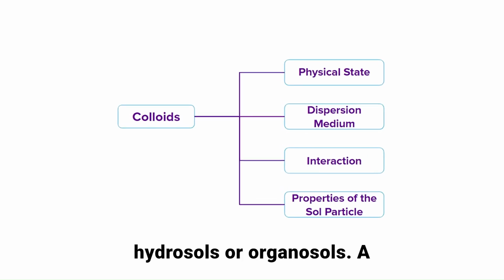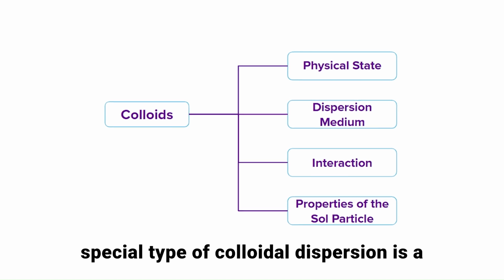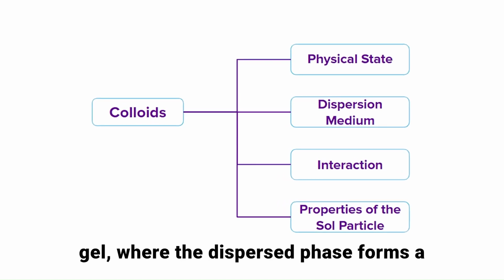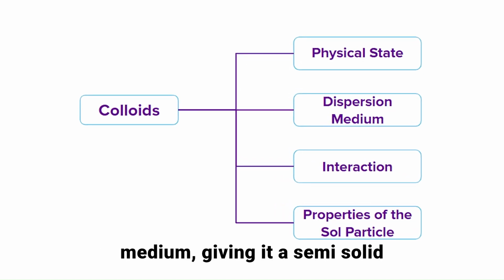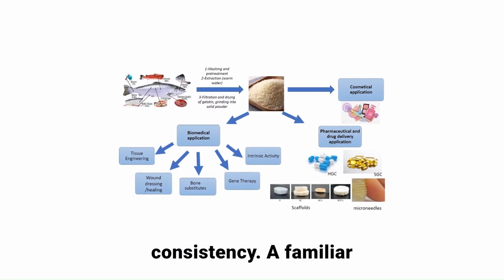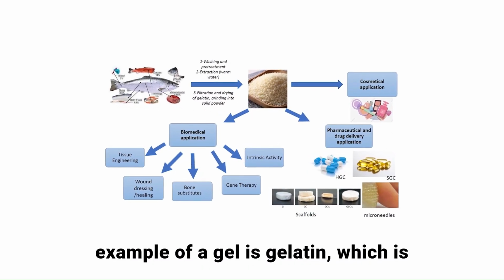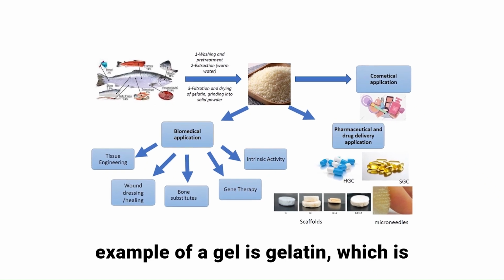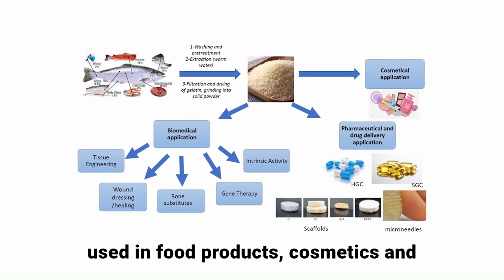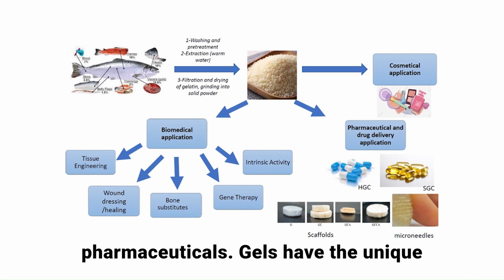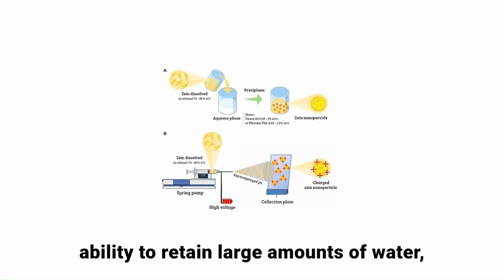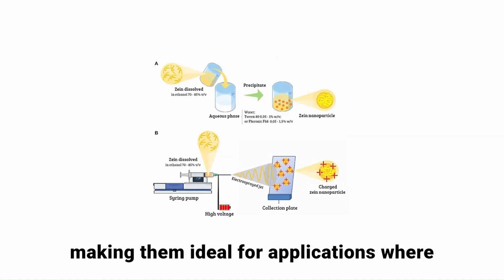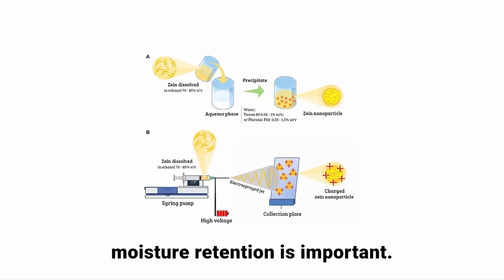A special type of colloidal dispersion is a gel, where the dispersed phase forms a continuous network in the dispersion medium, giving it a semi-solid consistency. A familiar example of a gel is gelatin, which is used in food products, cosmetics, and pharmaceuticals. Gels have the unique ability to retain large amounts of water, making them ideal for applications where moisture retention is important.